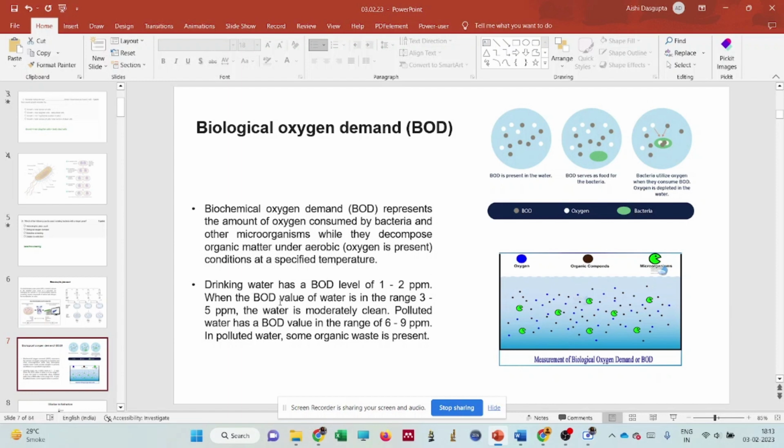So that's how we see that drinking water has a BOD level of 1 to 2 ppm, while normal water might be 3 to 5 ppm, moderately clean. Drinking water should be cleaner because we are consuming it, and polluted water has a very high range, like 6 to 9 ppm. So this is what biological oxygen demand means in a schematic diagram.